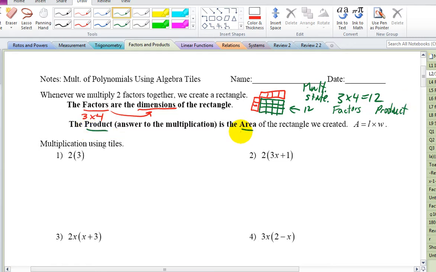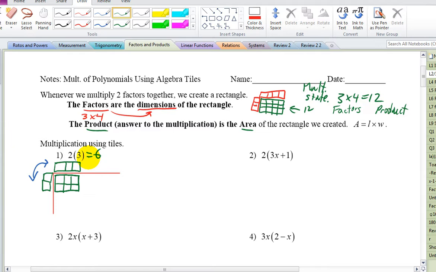So multiplication using tiles. Please draw 2 times 3. And you can create it too if you want. I don't care. Now again, it doesn't matter where the 2 or the 3 goes. It'll just change the orientation of your rectangle on the inside. But 2 times 3 equals what? 6. So there's your multiplication statement. 2 times 3 equals 6.